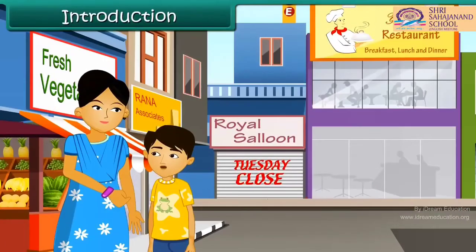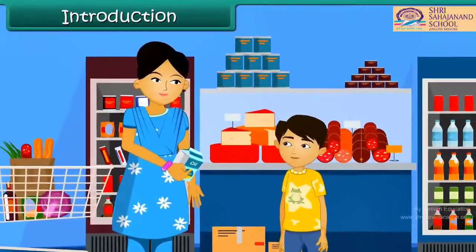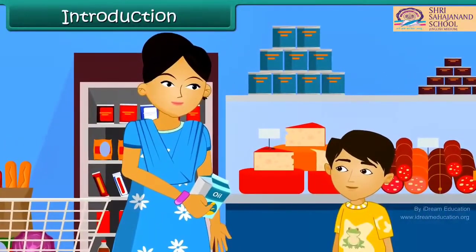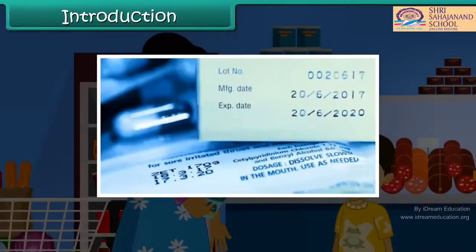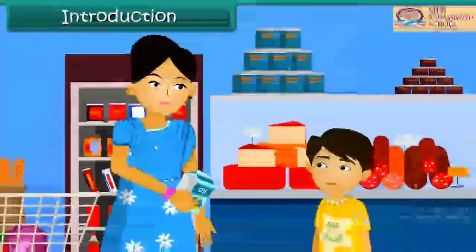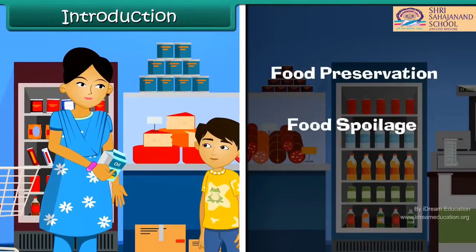Ramu accompanied his mother to the market. His mother bought several food items. While buying each item, she looked for some information on the packet. She was reading the expiry date of each item she brought. In this lesson, you will learn about food preservation, food spoilage, and wastage of food.